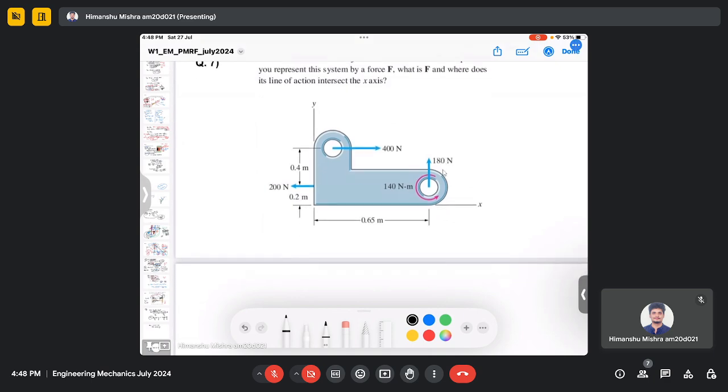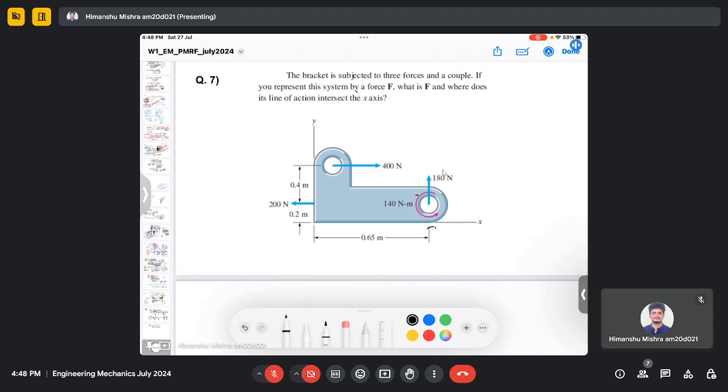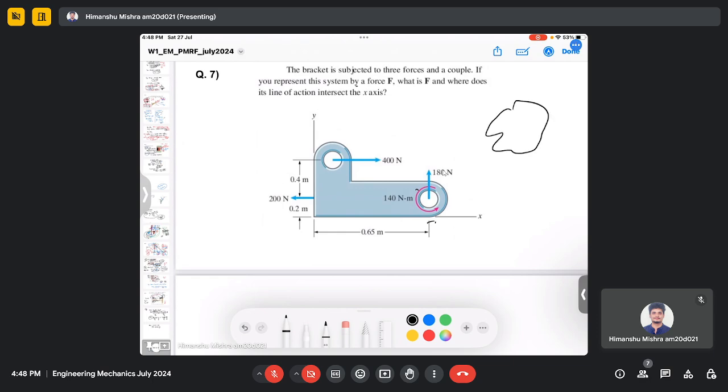It's a similar problem, but in this problem we are already given one external moment here. So here the bracket is subjected to three forces and a couple. In a couple, the moment is produced due to equal and opposite forces. So for example, let's say you have a body, a point O here, and a force F at point A. Then let's say the equal and opposite force acts at point B.